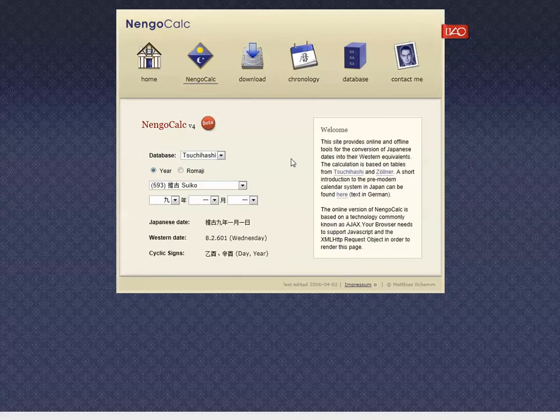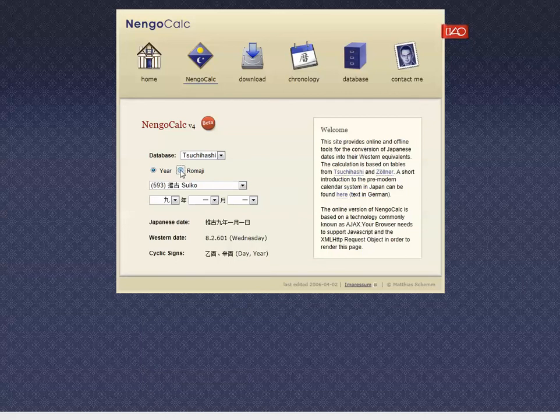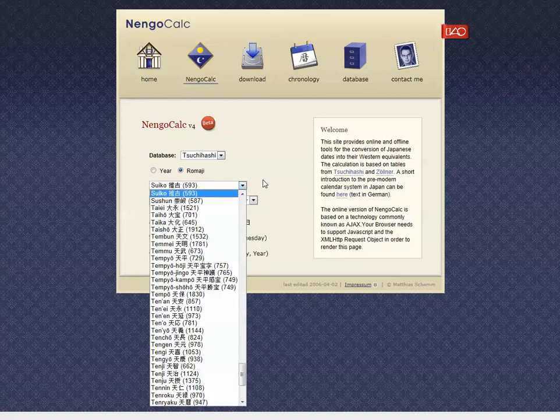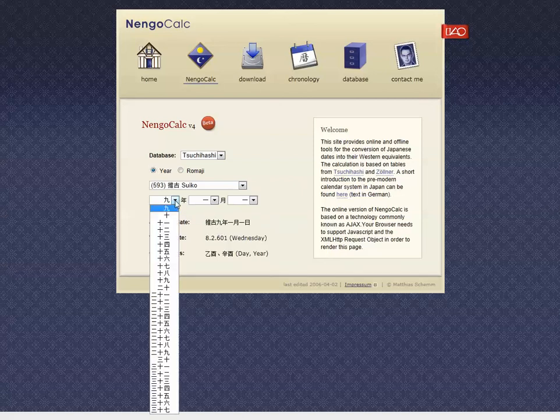If we look at this main page, what do we see? Well, it gives us a database choice, and I'm going to say more about what Tsuchihashi is in a couple minutes. We can sort by year. Here, I'll do this pull down menu, and you can see this goes chronologically, and these are all the different Nengo, okay? Or we could sort alphabetically by the Nengo itself. So if we know the Nengo name, but we're not sure what year that was, we could do it that way, okay? And then we can put in a specific date.